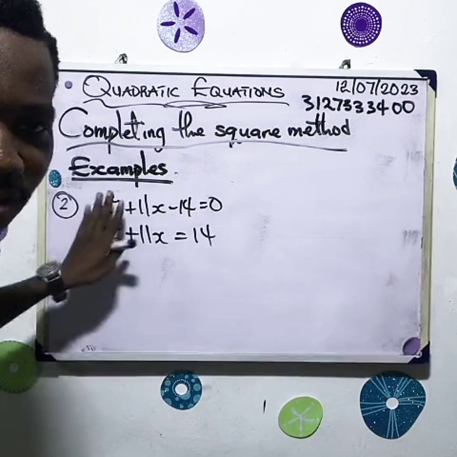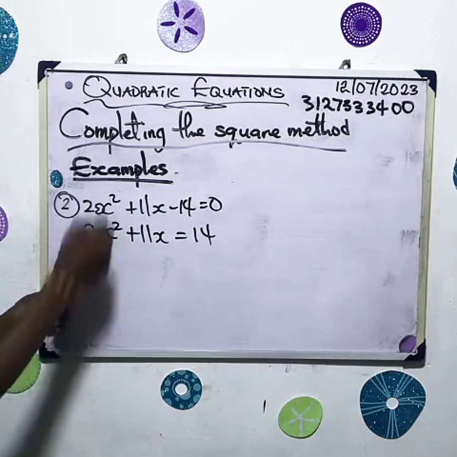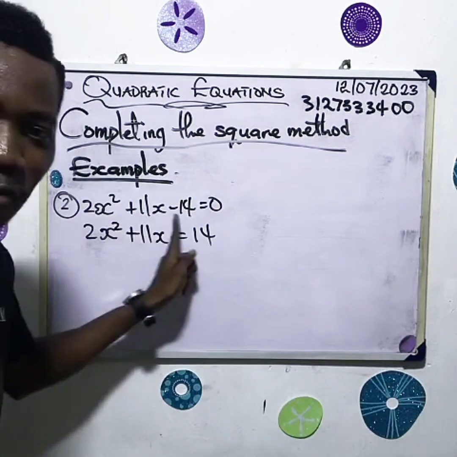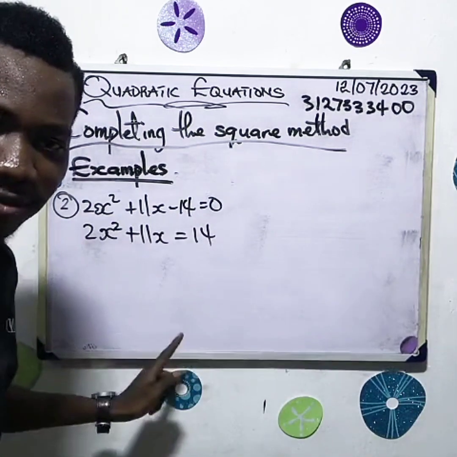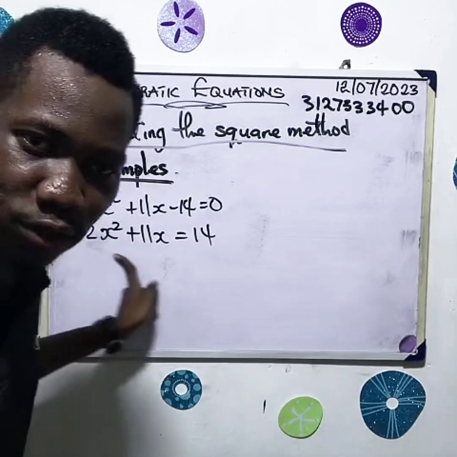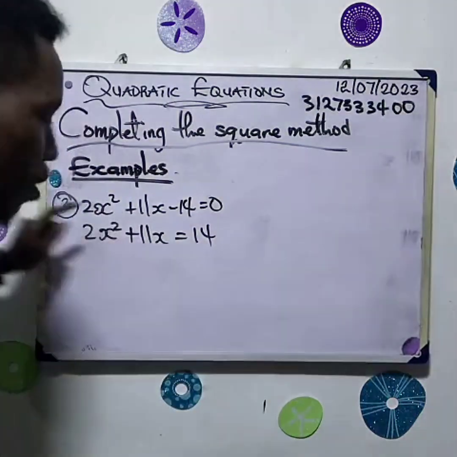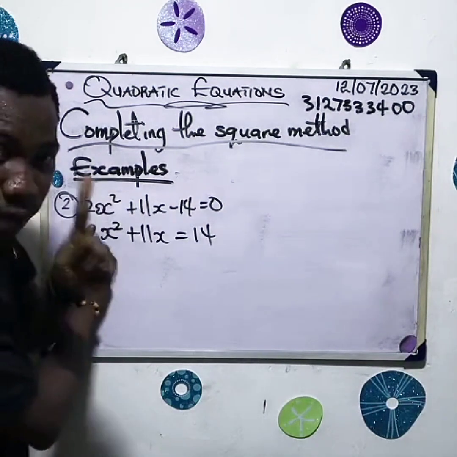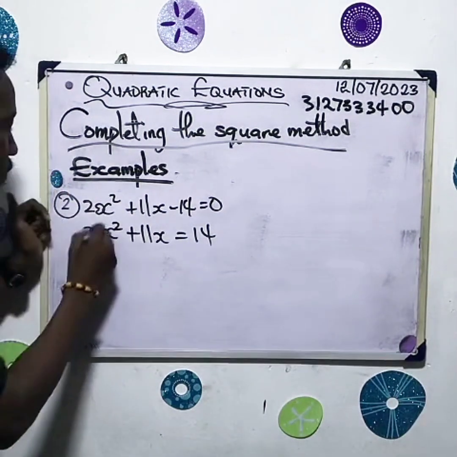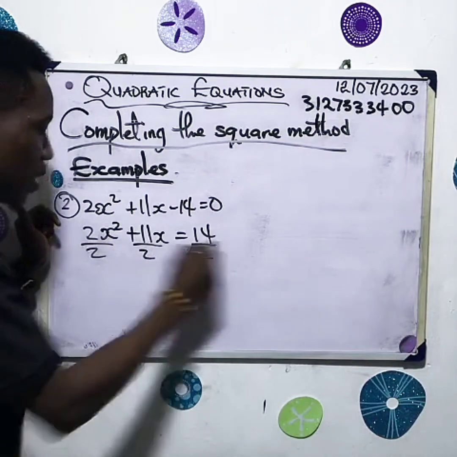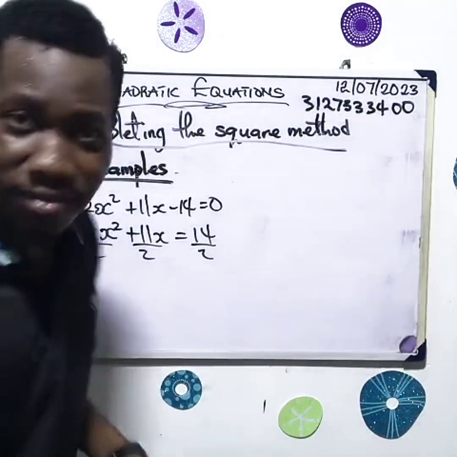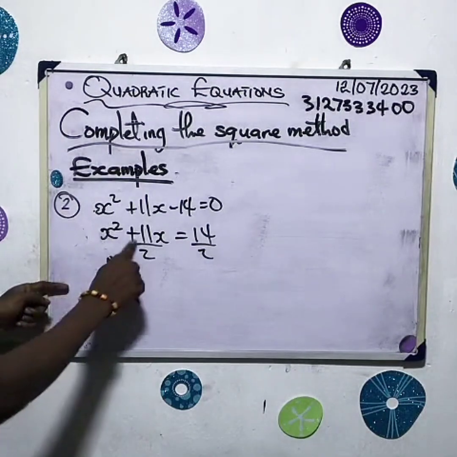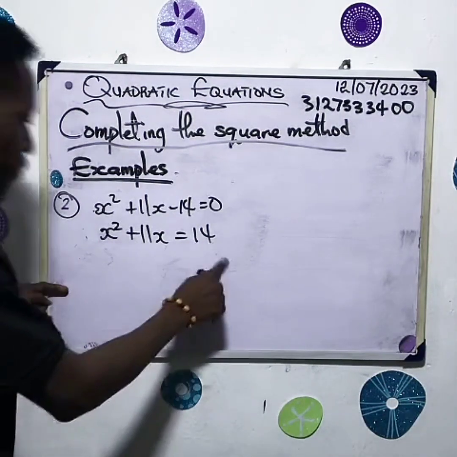Assuming this is the question, with 2 here, what will be the next thing after moving your constants to the right? We need to divide through by 2, because the coefficient of the x squared has to be unitary 1. It has to be 1, so you need to divide by 2, divide by 2, divide by 2. But in this case, our coefficient is just 1, so we're not dividing by anything.